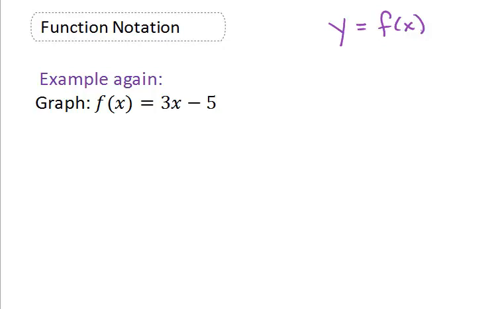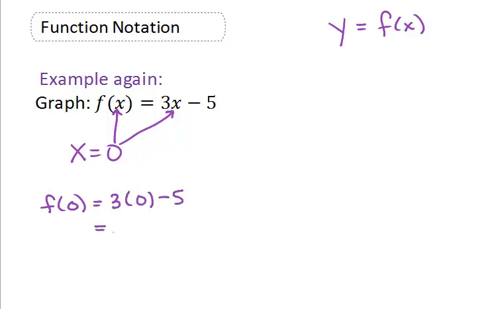And let's see the advantage of taking out y and putting in f of x. Let me work out the same 3 points that I worked out last time. The first one that I substituted in was x equals 0. The way that this works out is we're just going to plug in 0 every time we see an x in our expression. So we have f of 0 is equal to 3 times 0 minus 5. And that simplifies to be negative 5.